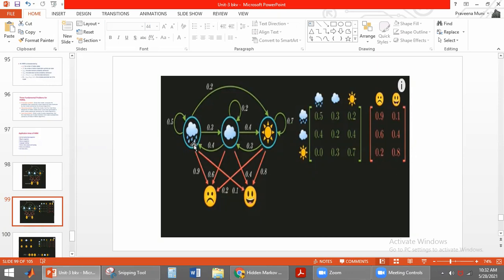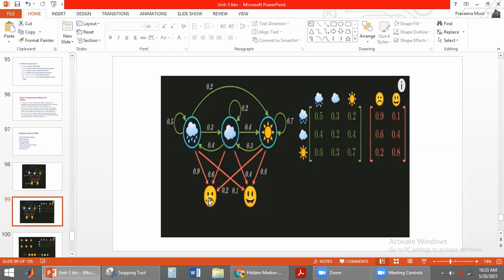See here, how do you get this transition model? If it is raining today and raining tomorrow also, the value is 0.5. If it is raining today and tomorrow is foggy, the value is 0.3. If it is raining today and tomorrow it is sunny, the value is 0.2. If today's weather is foggy and tomorrow's weather is rainy, the value is 0.4. Based on this figure, we write this matrix.